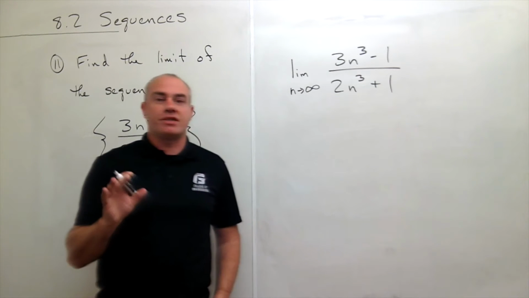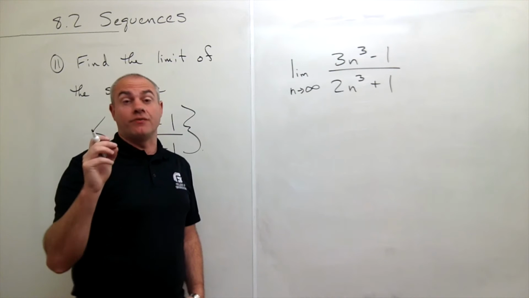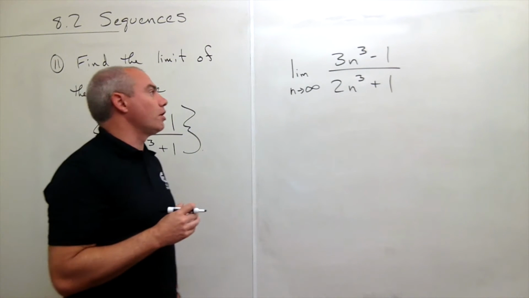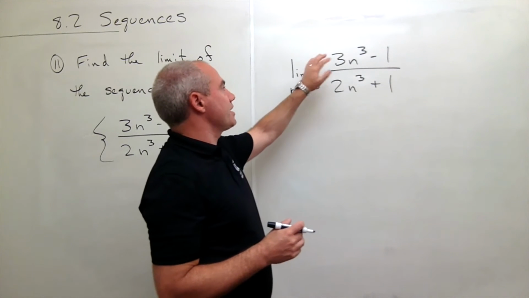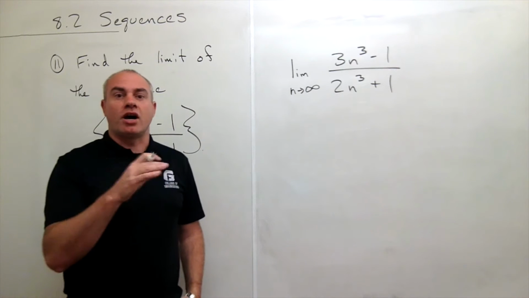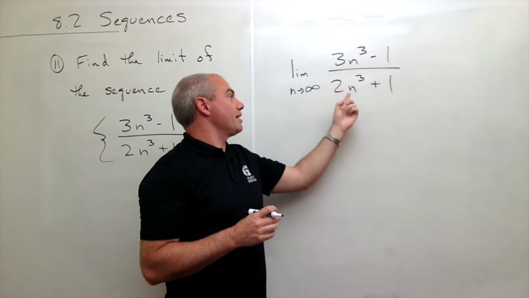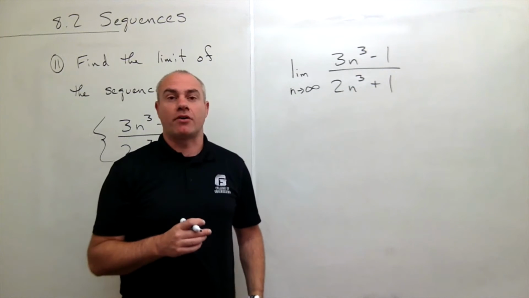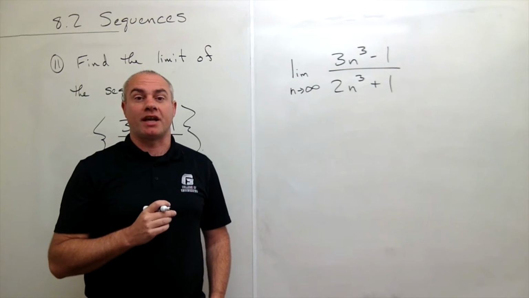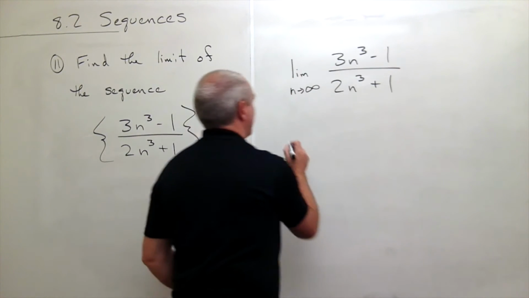But I want to go through this two different ways so that you can see both ways of doing it, the long way and the short way. So first let's start with the long way. What I can see here is I have the same power of n on top and bottom for my highest power of n. So n cubed is the highest power on top, n cubed is the highest power on bottom. So what I could do is divide both the top and the bottom of that fraction by n cubed.